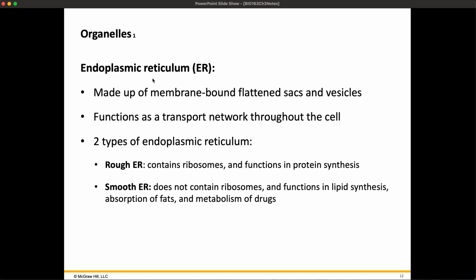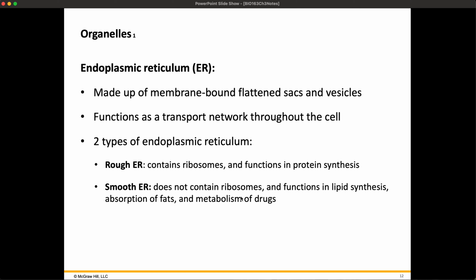So looking at the endoplasmic reticulum, these are flattened sacs that sit in rows around the nucleus. They act like a transport network all throughout your cell. There are two types of endoplasmic reticulum, the rough and the smooth. Rough are called so because they have ribosomes, and when you look at them under a microscope, it looks like they have little bumps all over them, and they function for protein synthesis. So rough ER, protein synthesis. It has those ribosomes, that's why you can tell it's protein synthesis.